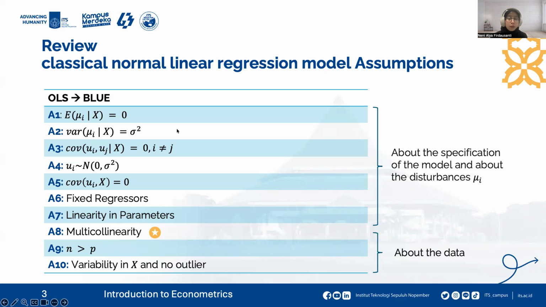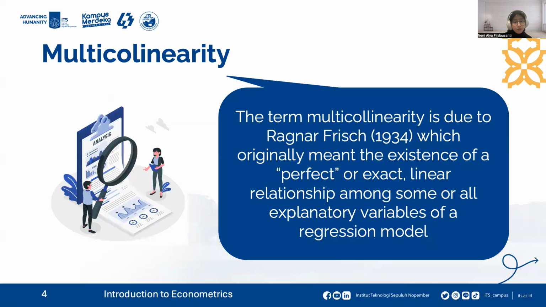All of these 7 assumptions are about the specification of the model and about the disturbance or error term. And then the last 3, which are multicollinearity, whether the number of samples is more than the parameters we are going to estimate, and also the variability in X and no outliers, are more about the data. It's more about the assumptions on the data. All right, so let's move on to what we are going to discuss this time.